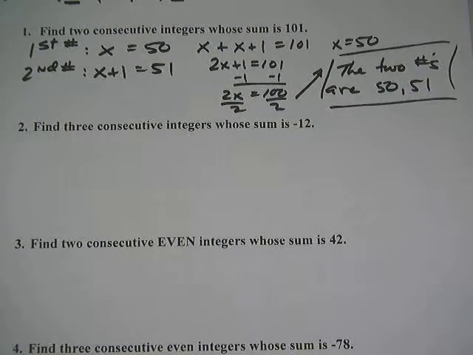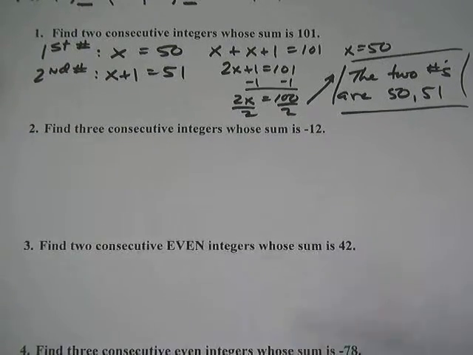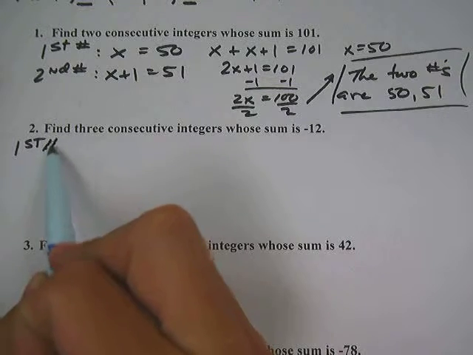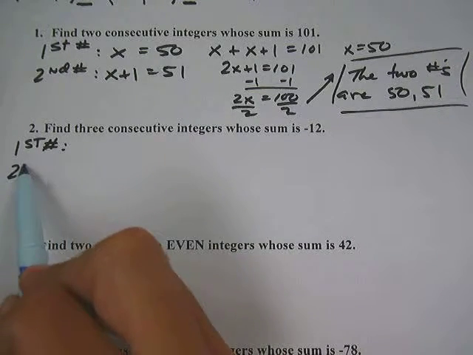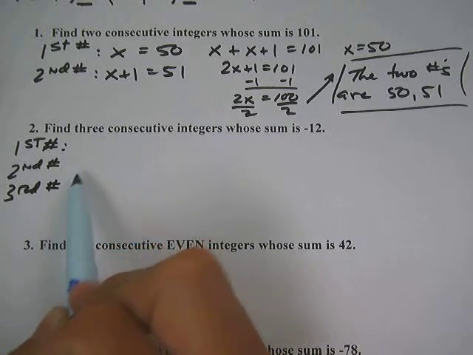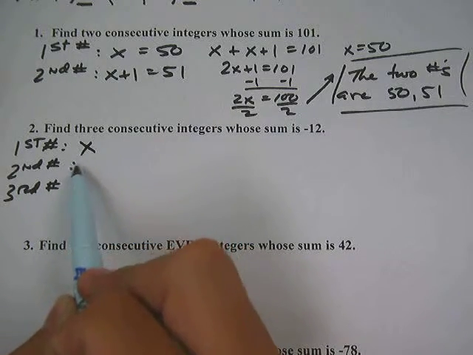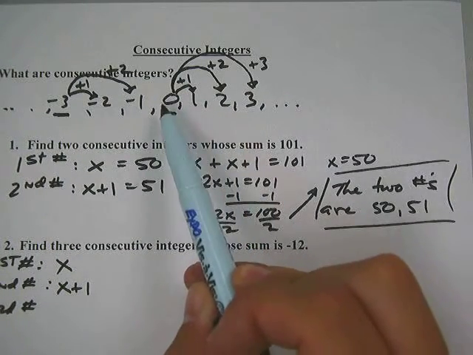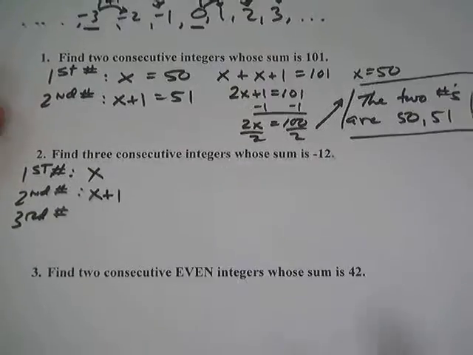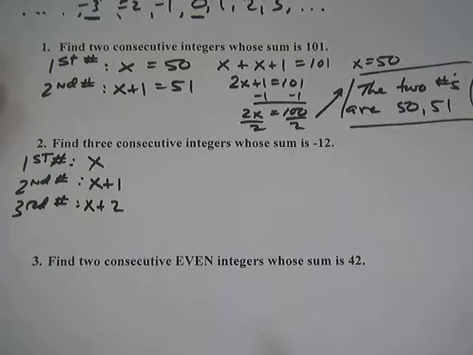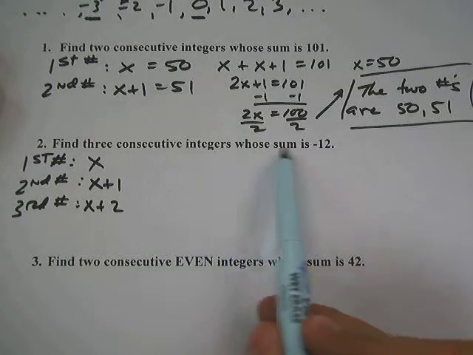Now, if we're going to talk about the next one, where it says find three consecutive integers, the process is the same. This time, with our variables, we have our first number, our second, and then our third. So our first number is x. Our next one is x plus 1. And then again, if you go up here, from here to here you had to add 1, and then from here to here you had to add 2. So the next one would have to be x plus 2.